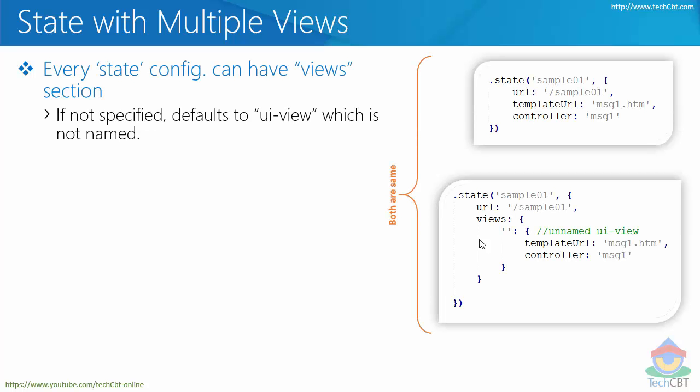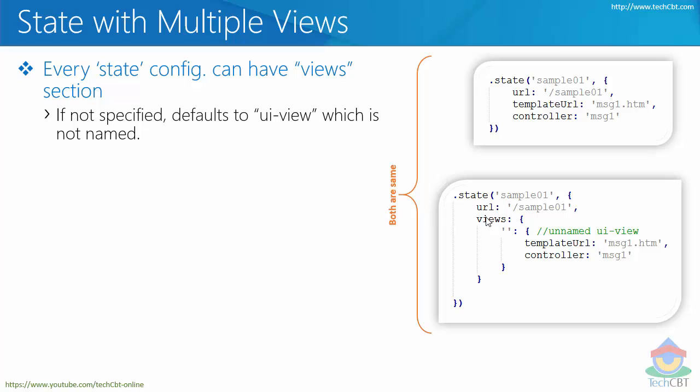Okay, so let us see about the state and how we can associate multiple views with a state. Every state configuration can have a views section. Till now we have not been working with the views section at all. We have been working with simple state configuration like URL, template, controller, resolve, and so on. But a state can also have a separate views section if necessary. So this is pretty important.